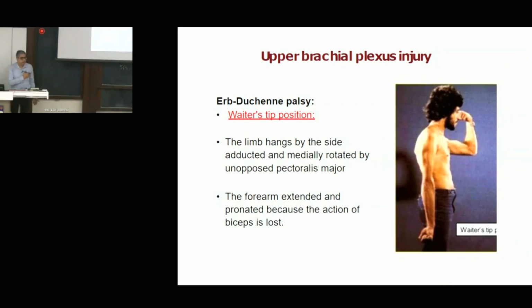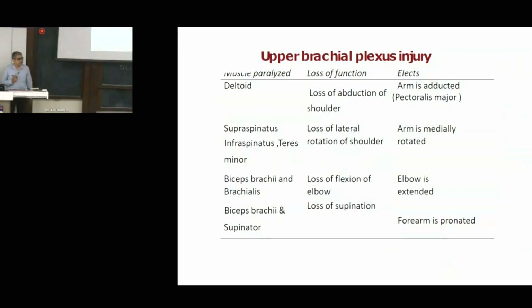So the arm is adducted, extended, pronated and flexed. This is the porter's tip hand, or waiter's tip hand, or policeman's tip hand, different names for the deformity. These muscles are paralyzed, so there is unopposed action from the other side. If the deltoid is paralyzed, abduction is lost.